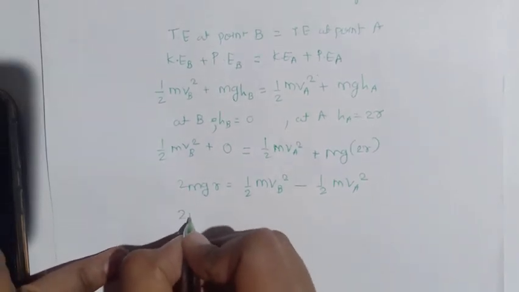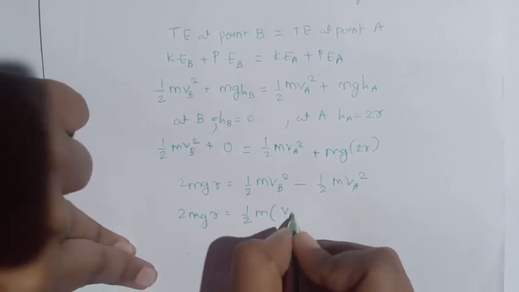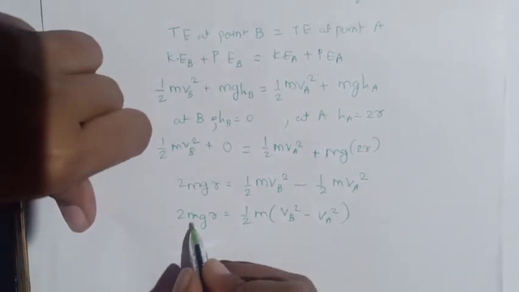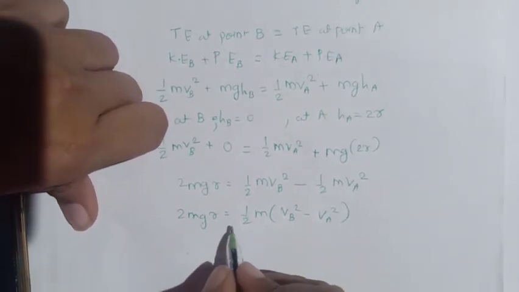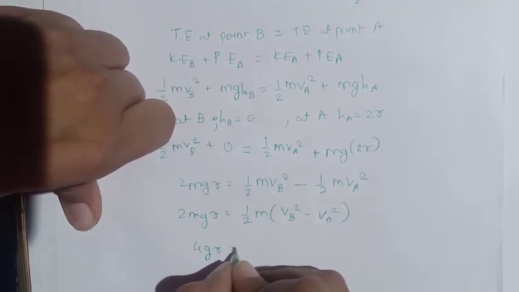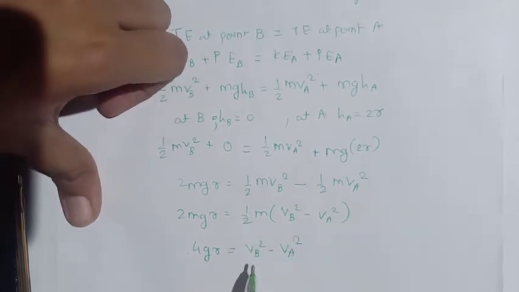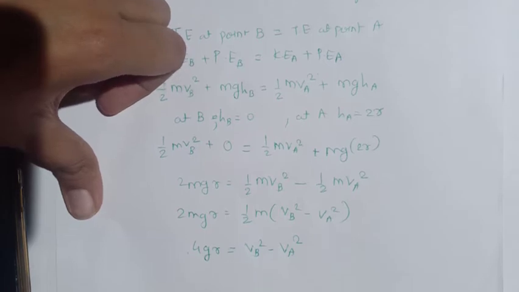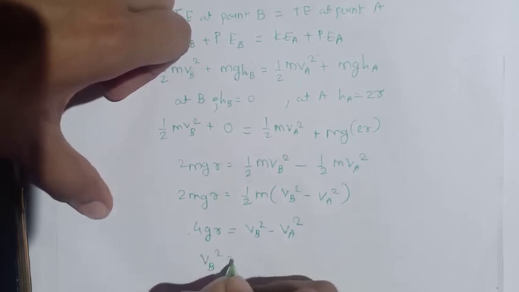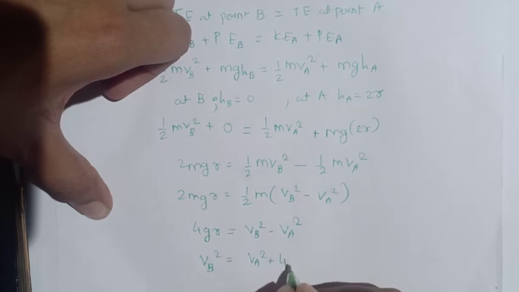Further we will simplify. For 2mgr, we will take half m common, so half m times vB square minus vA square. So m and m will be cancelled, and 2 will go to this side, so you will get 4gr equals vB square minus vA square. You want to find the value of vB, which is nothing but the linear velocity at the lowest position. So vB square will be equal to vA square plus 4gr.